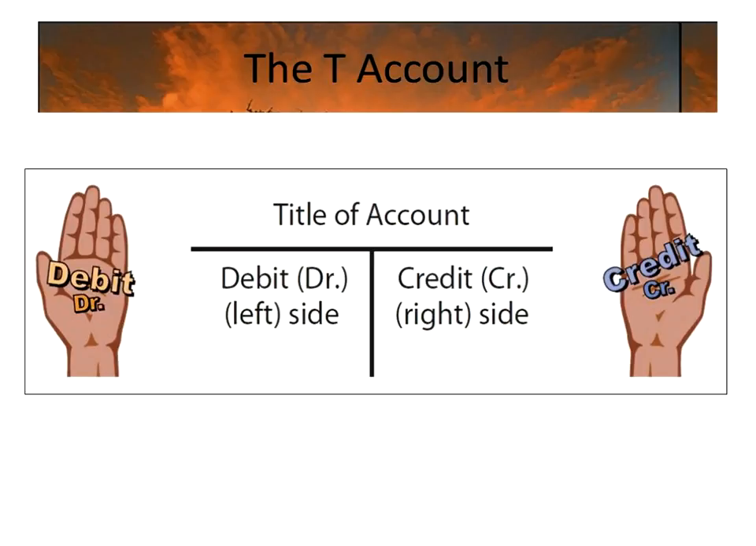So this is what we call a T account, and this will create the form of our ledgers that we'll use in our course. For every account, whether it be cash, accounts receivable, accounts payable, or dividends, we set up a T account like this that's going to separate our transactions on either the left-hand side as a debit or the right-hand side as a credit.